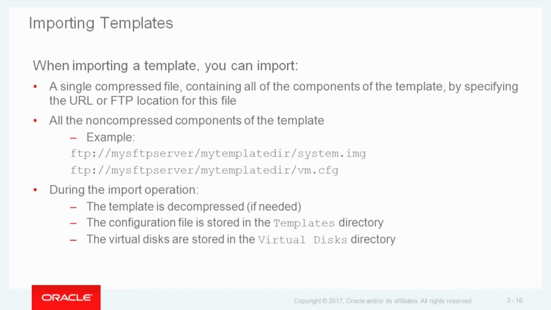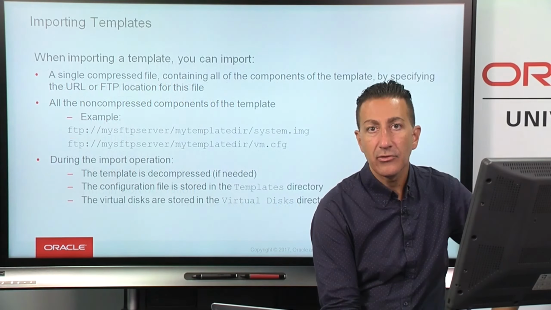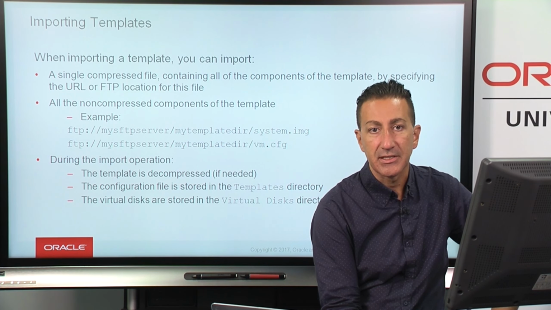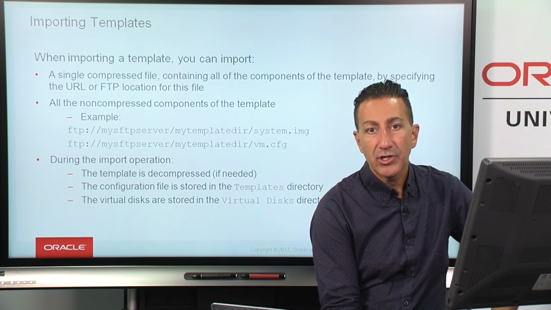In another line, you have the option to provide the vm.cfg file, much like in the example, that contains the configuration information. So when you are performing the cloning of the virtual machine, it inherits these values and automatically populates these values in the different text fields of the system. And during the import operation, you need to know that the template is decompressed if it's needed, for example.